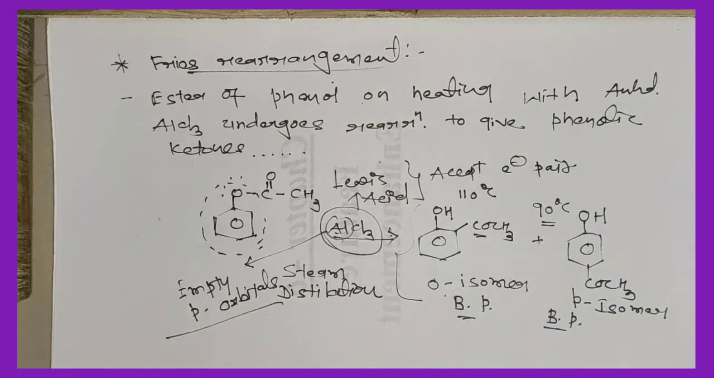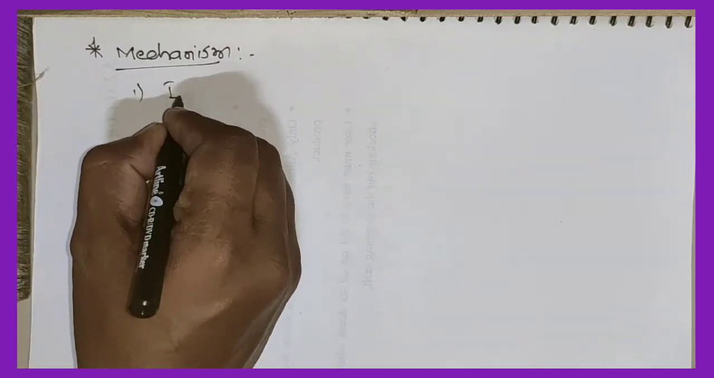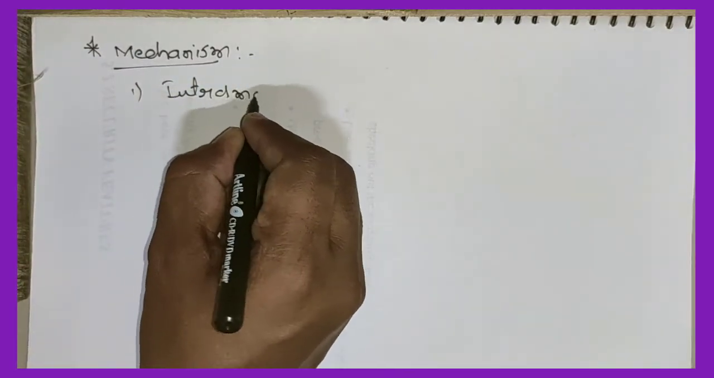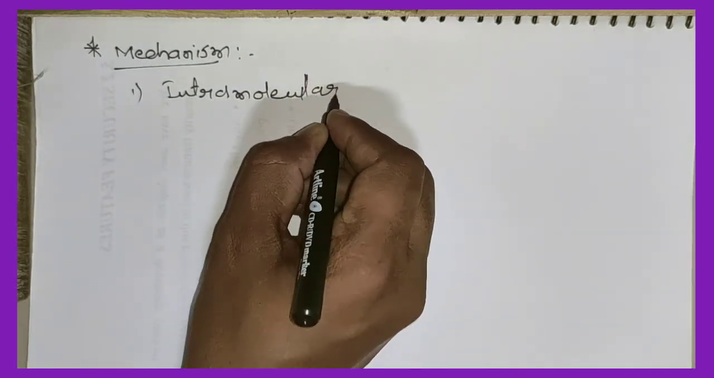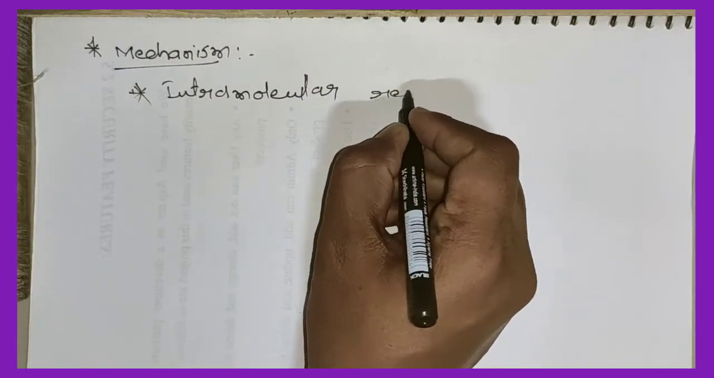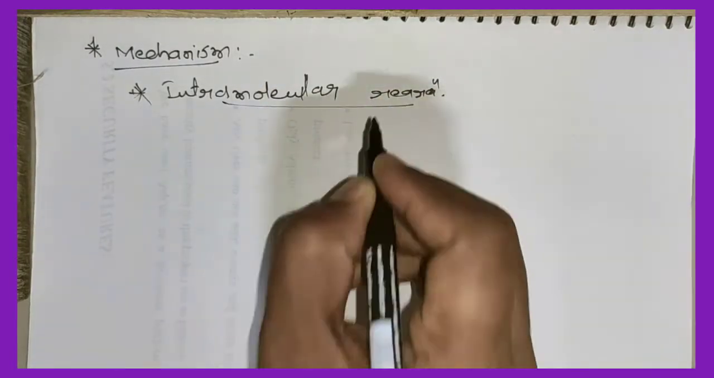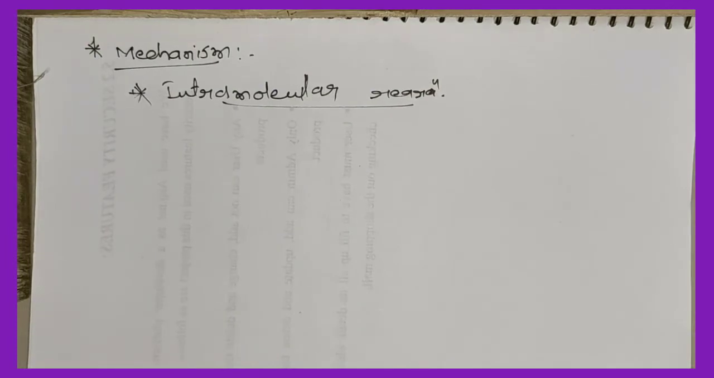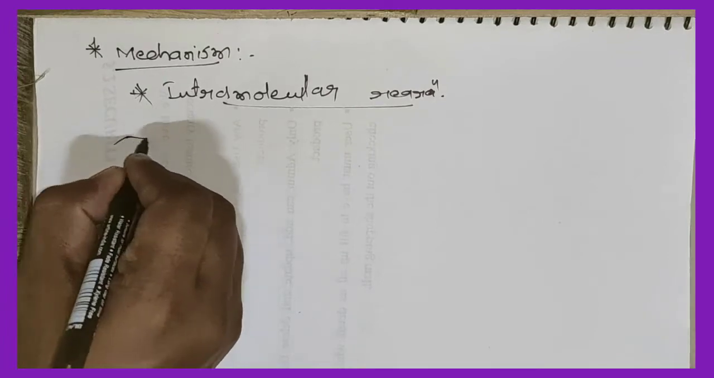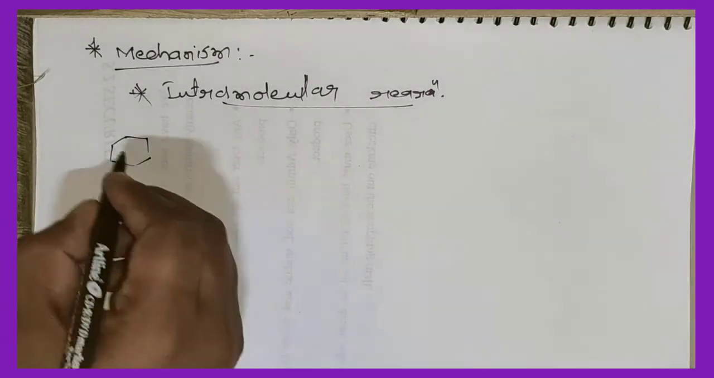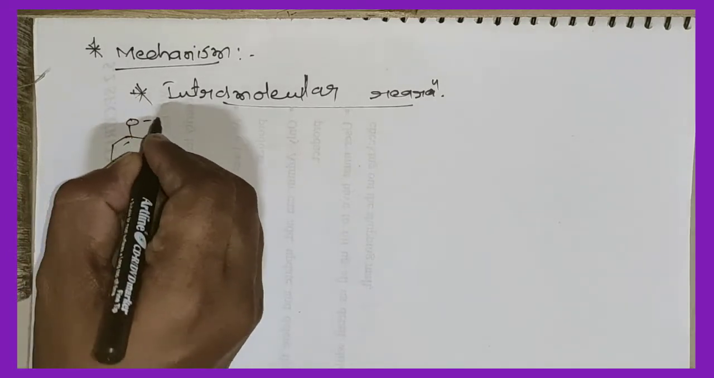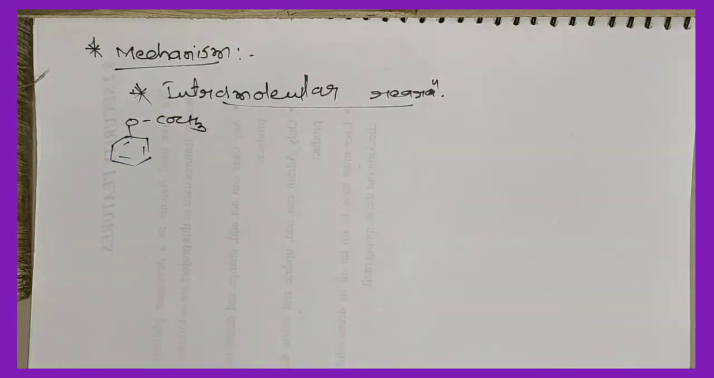Now let me move towards the mechanism part. In mechanism, two types are possible. The first one is intramolecular and the second one is intermolecular, but here we are only going to discuss the intramolecular rearrangement. Intramolecular means rearrangement within the same molecule. So let me first discuss how the ortho isomer is produced. Our starting material is phenolic ester, right?